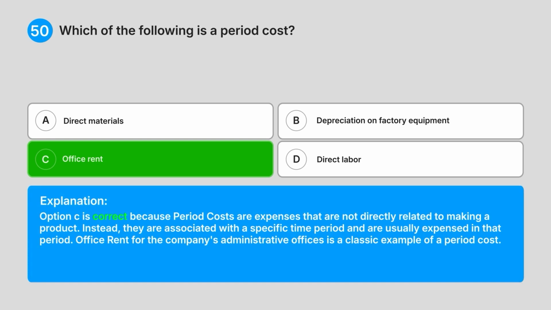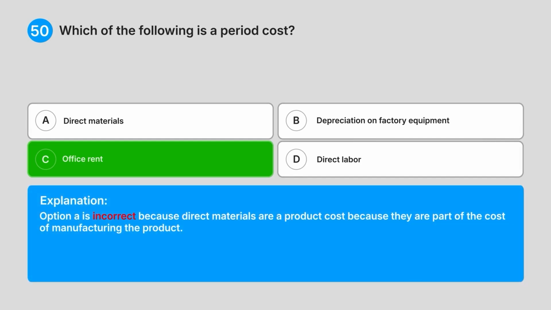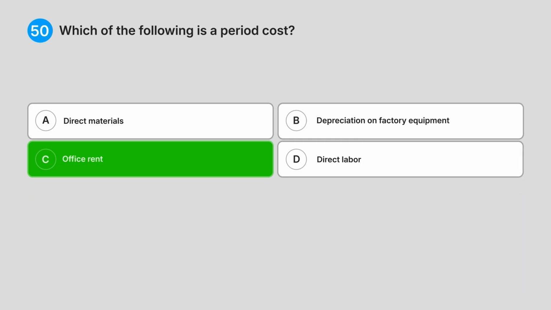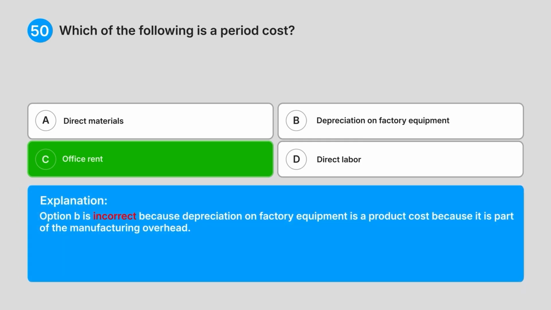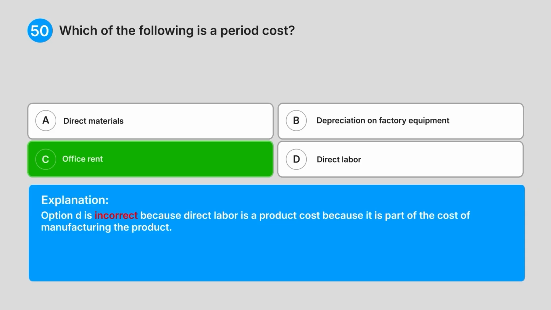Explanation. Option C is correct because period costs are expenses that are not directly related to making a product. Instead, they are associated with a specific time period and are usually expensed in that period. Office rent for the company's administrative offices is a classic example of a period cost. Option A is incorrect because direct materials are a product cost because they are part of the cost of manufacturing the product. Option B is incorrect because depreciation on factory equipment is a product cost because it is part of the manufacturing overhead. Option D is incorrect because direct labour is a product cost because it is part of the cost of manufacturing the product.